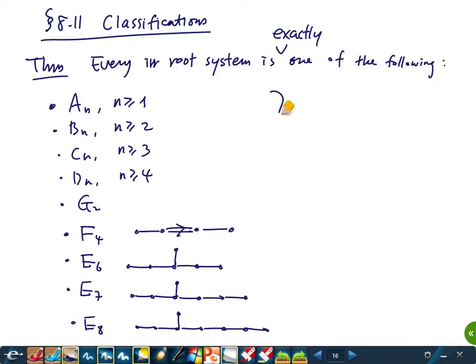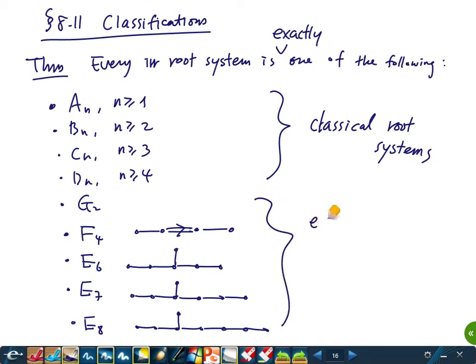So these four, they are called classical root systems. And these, they are called exceptional root systems. So we have a complete classification of this.